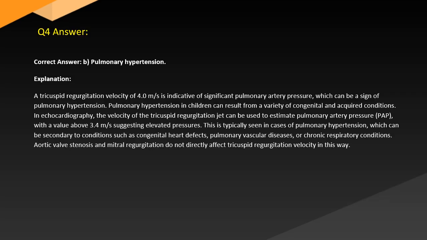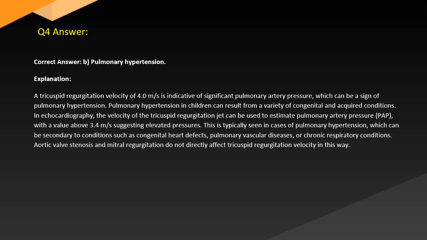Answer. Correct answer: B. Pulmonary hypertension. Explanation. A tricuspid regurgitation velocity of 4 meters per second is indicative of significant pulmonary artery pressure, which can be a sign of pulmonary hypertension. Pulmonary hypertension in children can result from a variety of congenital and acquired conditions. In echocardiography, the velocity of the tricuspid regurgitation jet can be used to estimate pulmonary artery pressure (PAP), with values above 3.4 meters per second suggesting elevated pressures.